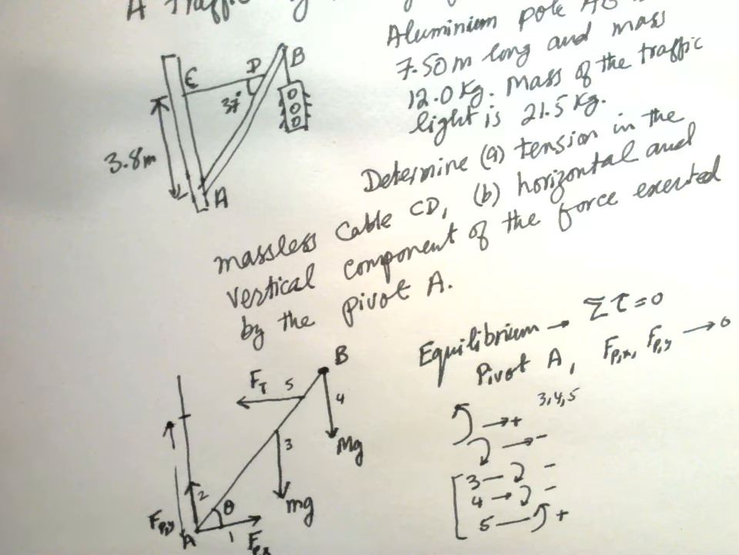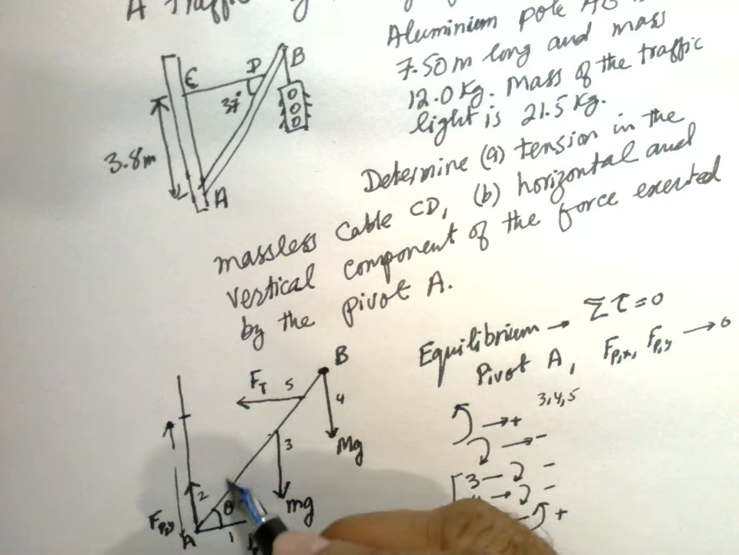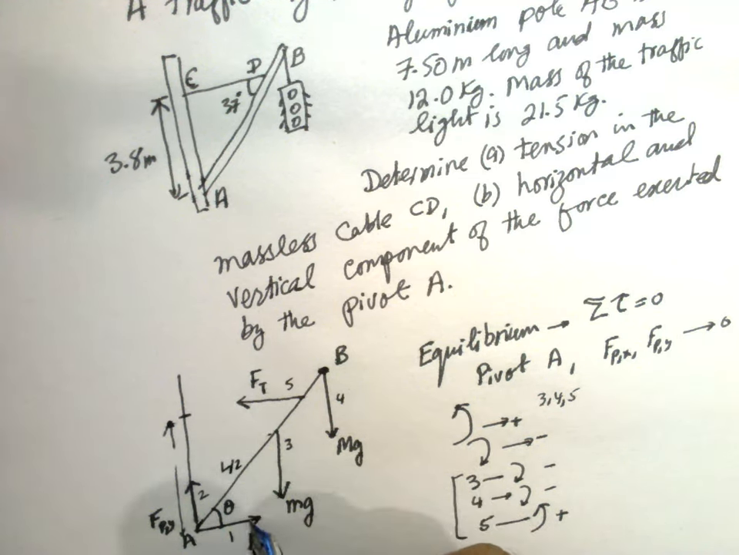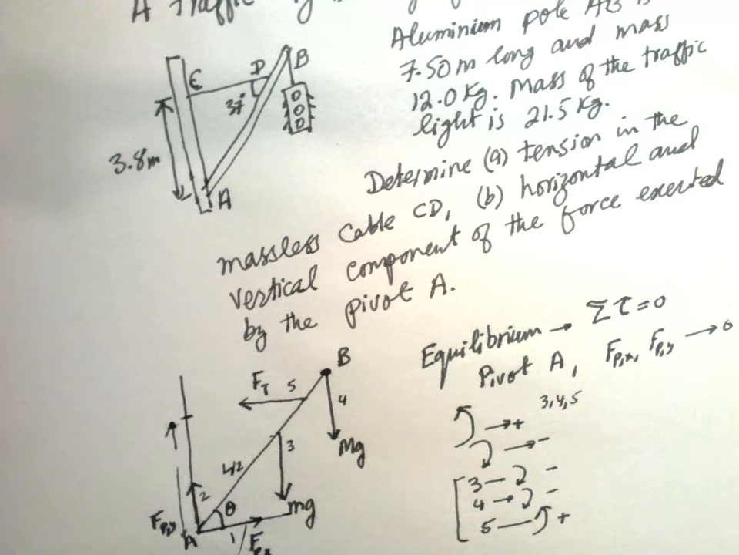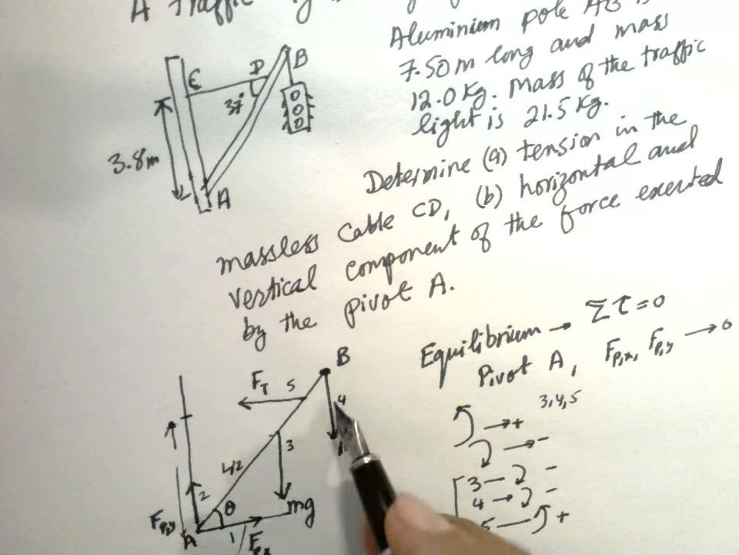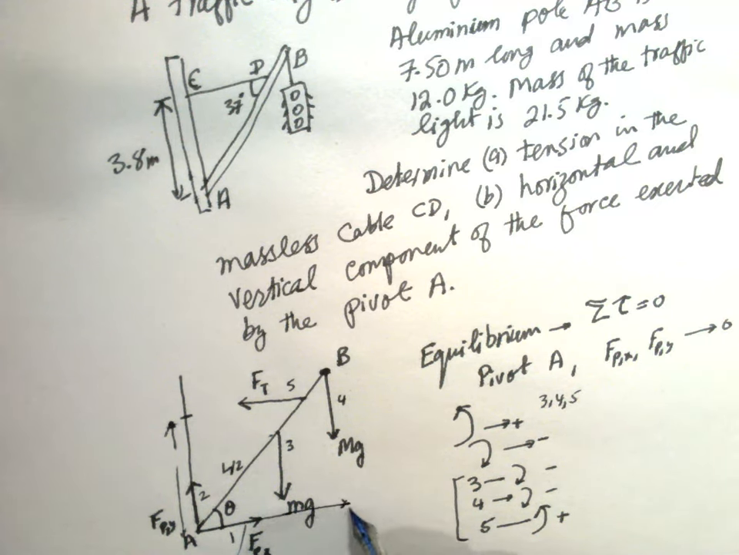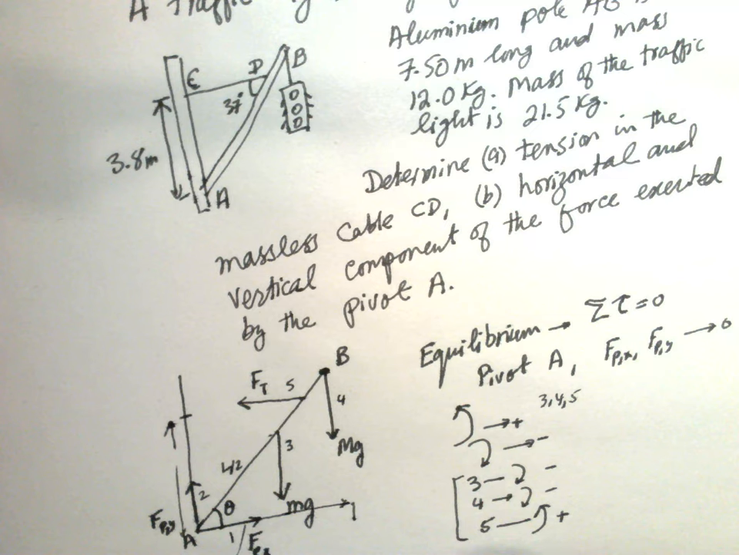So FT into L length, which is 3.8, minus this is L by 2. And this distance is L by 2 cos theta. So mg into L by 2 into cos of theta. And for this one, this is perpendicular length multiplied by this one. So this force is 5, this force is 3, and this negative, which is M capital G into L cos of theta, which is equal to 0.